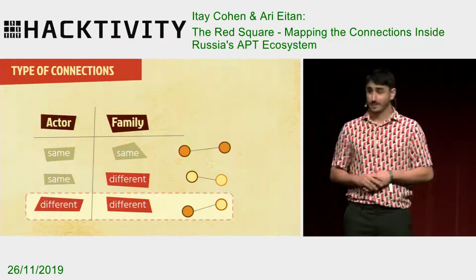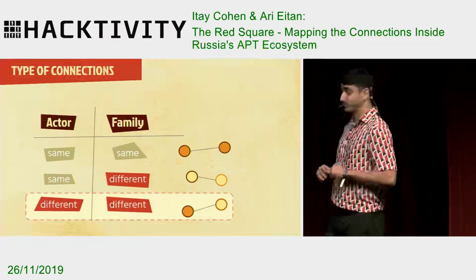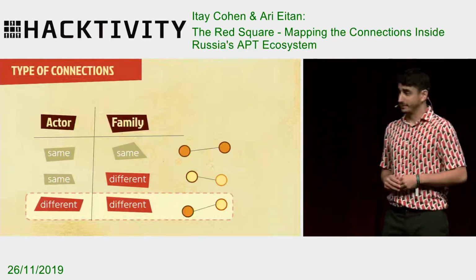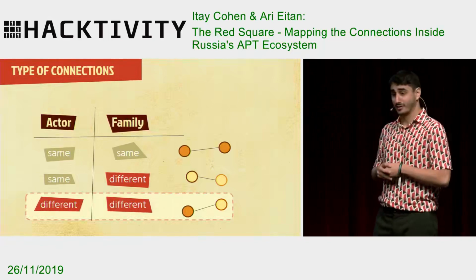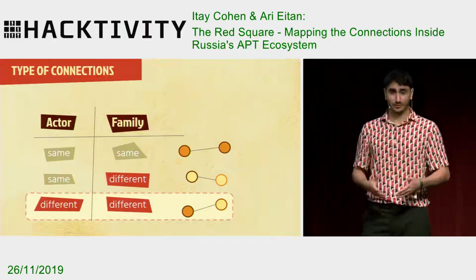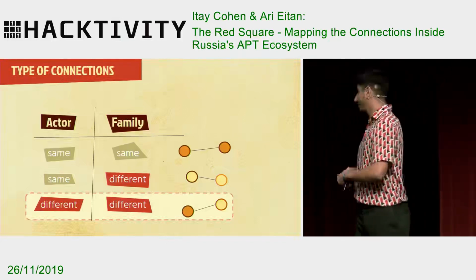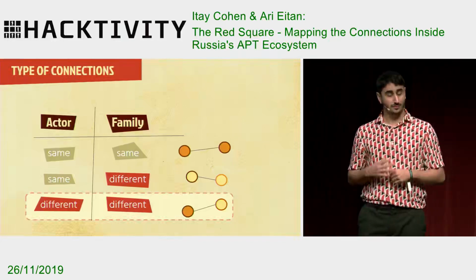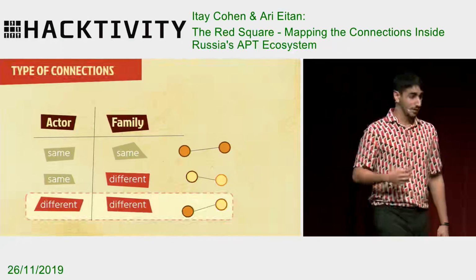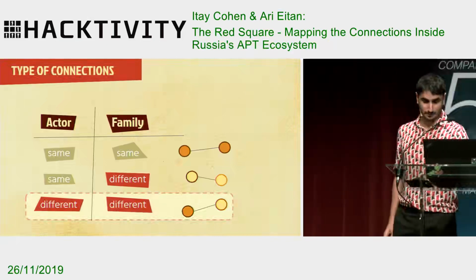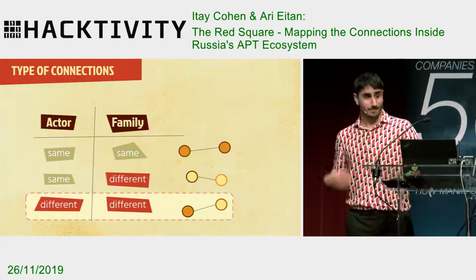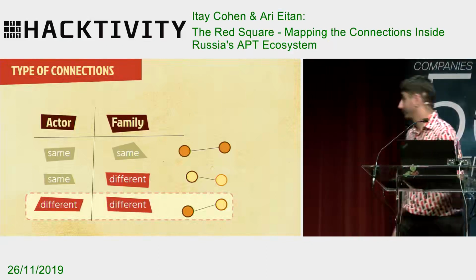The second type of connection is when two samples of the same actor, but of different families, are sharing code with each other. And this is very good for attribution. The third type of connection is, for us, the most important and the most interesting one: when two samples of different actors and of different families are sharing code with each other. So before I share with you the results of the analysis we did, let me introduce you to the first tool that we are showing today.